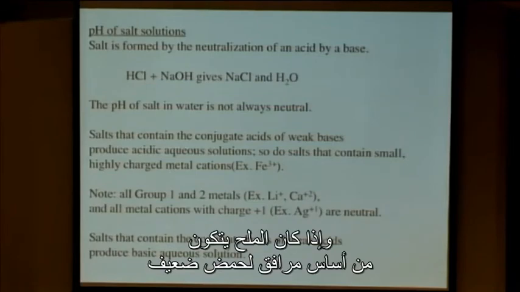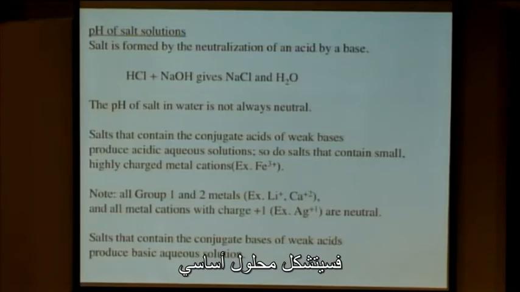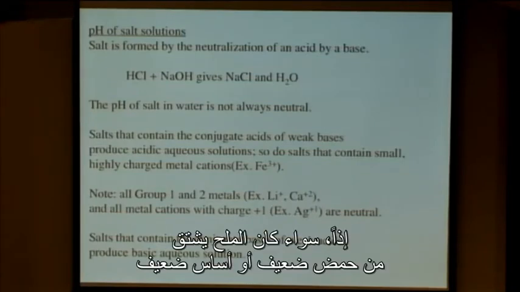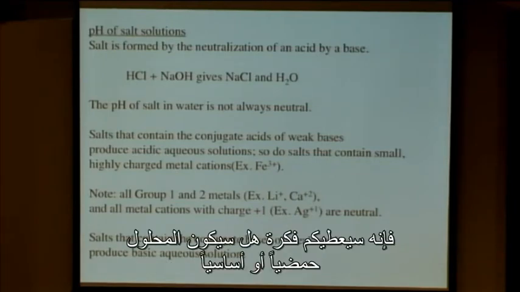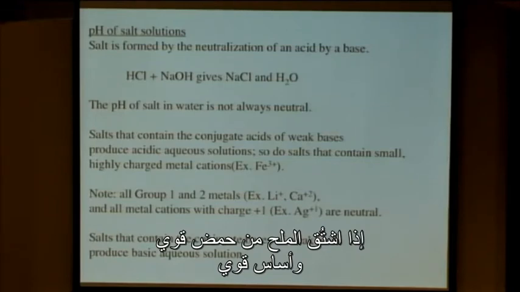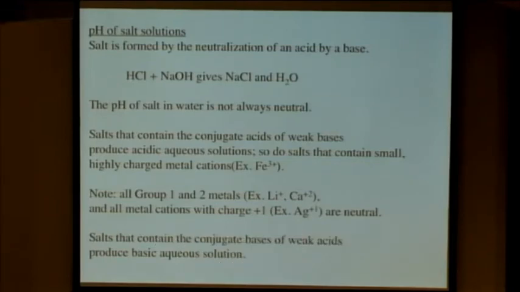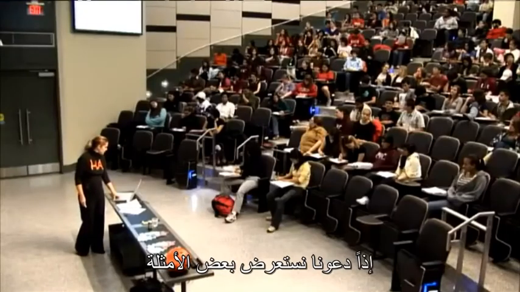And if a salt contains a conjugate base of a weak acid, then it'll form a basic solution. So it's all about whether the salt derived from a weak acid or a weak base. That's going to give you a clue as to whether it's an acidic or a basic solution. If it derives, say, from a strong acid mixed with a strong base, then it's going to give you a salt that's neutral. So let's look at some examples.